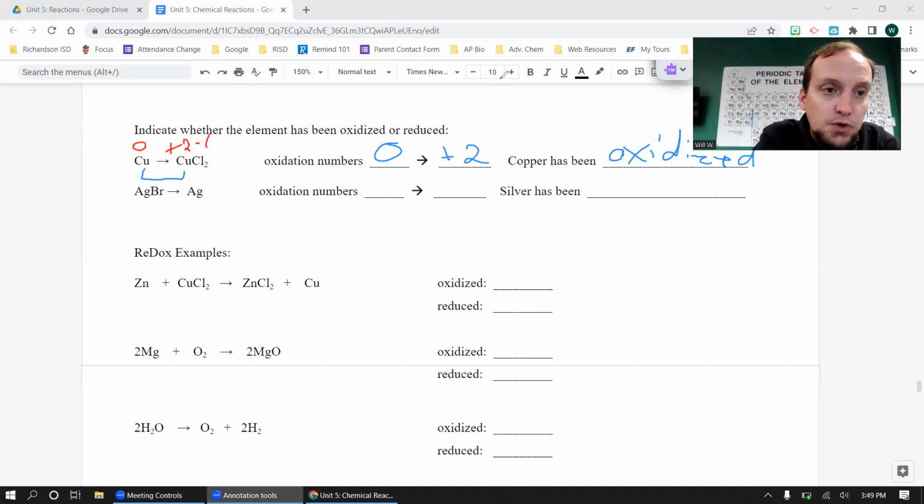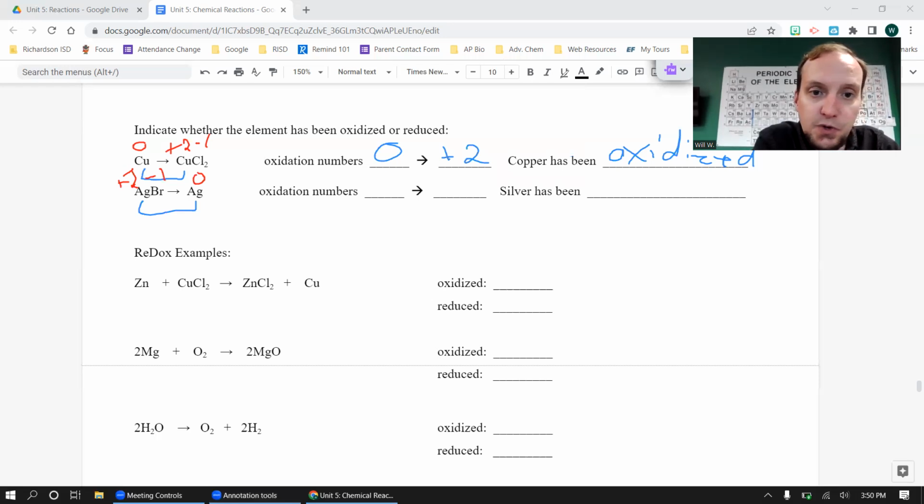Okay. Another example here is we have our silver bromide going into silver. So silver would be, well, bromine is a -1. Silver would have to be a +1 to get it back to a 0. Again, remember, you always start with the right side of the compound to assign its oxidation numbers first. Then you go to the left side of the compound. Here is silver all by its lonesome. It would be 0.